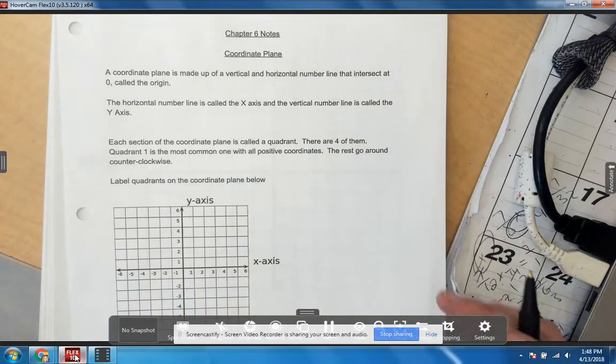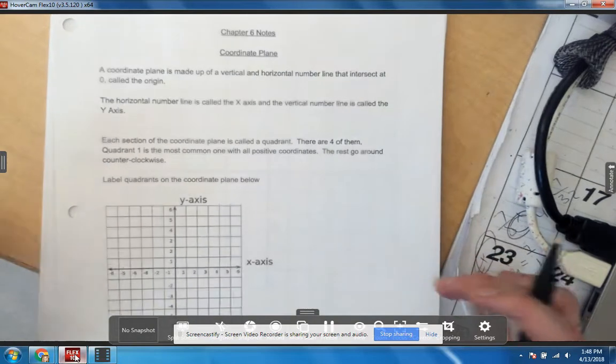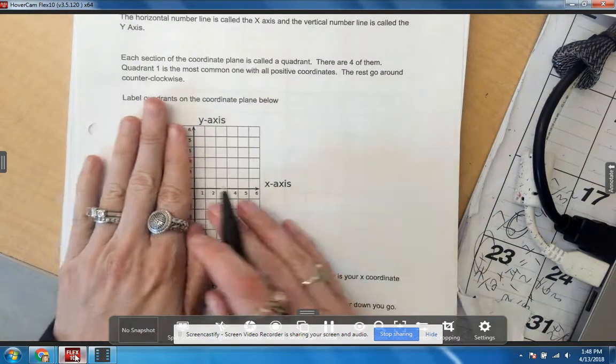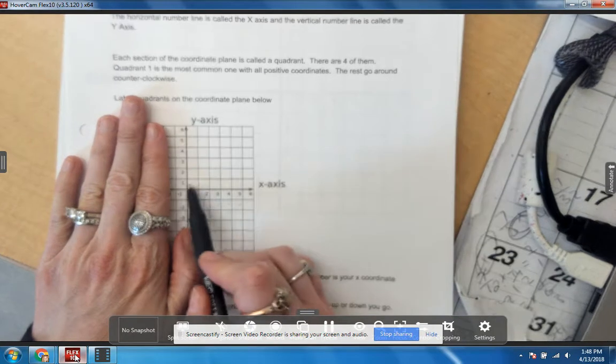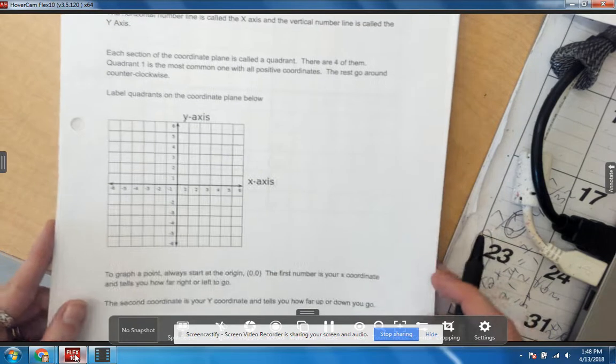So we've learned a little bit about positive and negative numbers. So now we're going to apply it to the coordinate plane. In the past, you guys have learned how to graph points, but you've always seen just this one section where you go to the right and then you go up. Now we're going to add it so that we have 4 different sections.